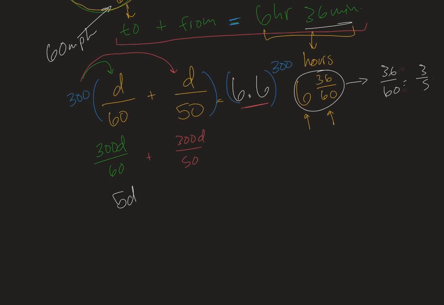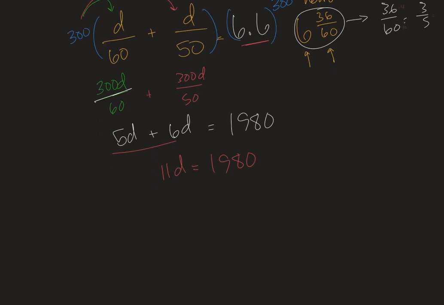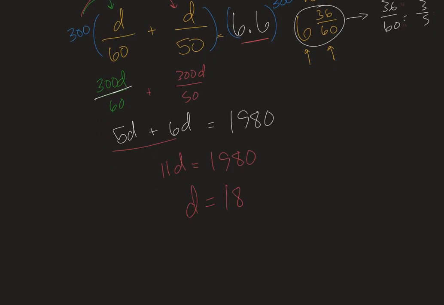This is now 5d plus 6d. 300 divided by 60 is 5. 300 divided by 50 is 6, okay? And then that's going to equal, what's 6.6 times 300? It is 1980. All right, add these together to get 11d. Divide both sides by 11, and you get that d equals 180.